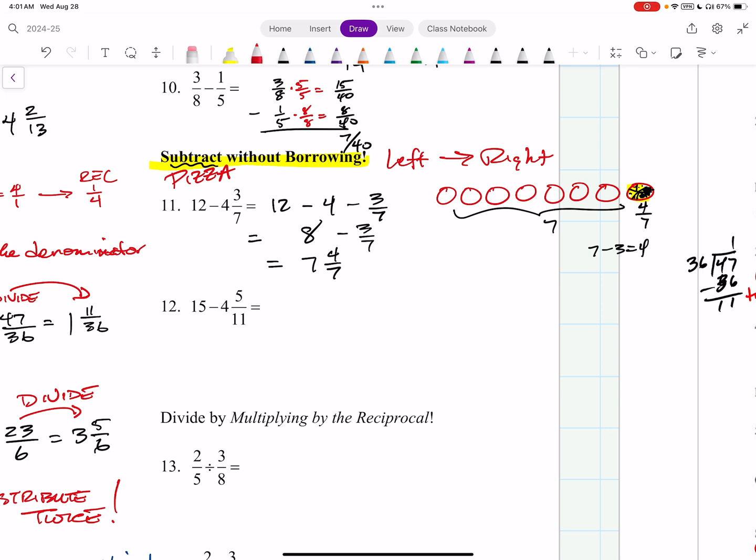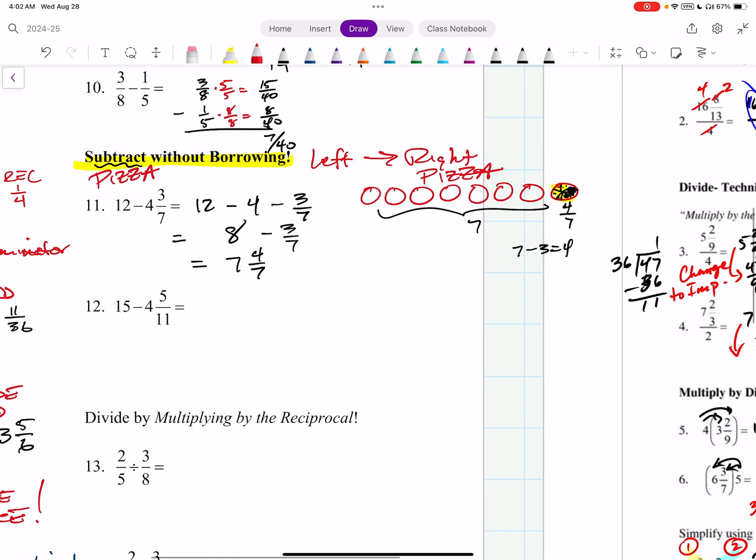All right, so what I want you guys to do is think pizza. Okay, there you go. Piece of cake. No, it's a piece of pizza. That's what it is. Okay, so all right, so let's try it again.